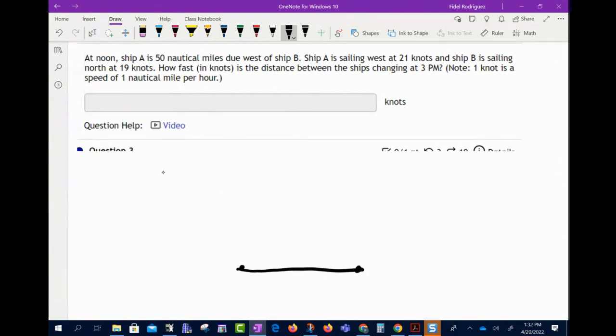So we have ship A, and we are at 50 miles. Okay, and then here's ship B, and we have something that's going to look like this, right? So look, y'all, I'm going to call that X, I'm going to call this Y, and I'll call that R or Z, whatever you want to call it. Okay, so look what we have. We have this X value already, and right now we're 50 miles due west.